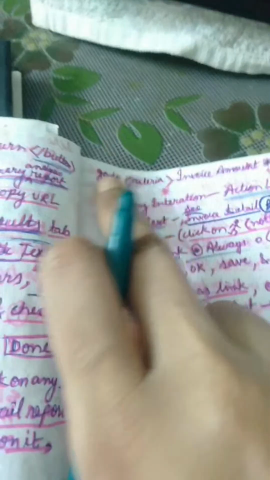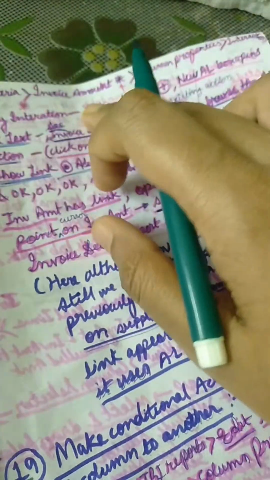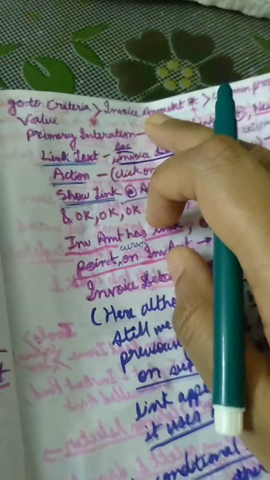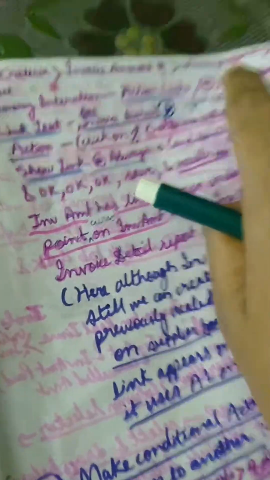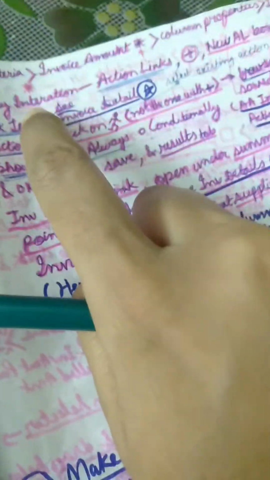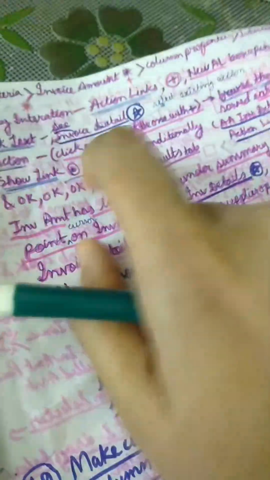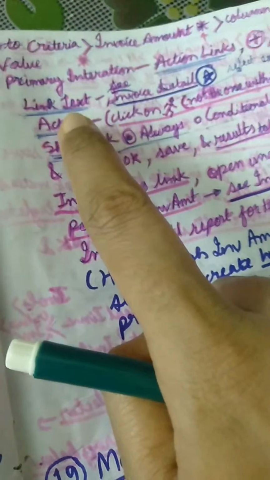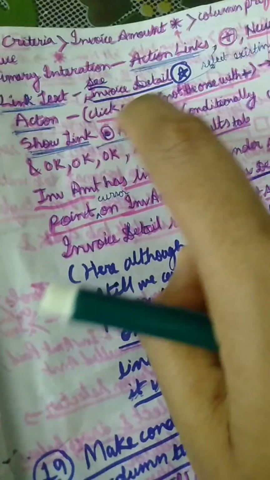Now go to the criteria tab. Again, this time I am trying to create it on the invoice amount instead of supplier or party name. I'll transfer it to invoice amount. What you need to do is the same again: column settings, column properties, interaction. Now in the value for primary interaction, select action links. Again a new action link box opens. These three things again have to be filled. In the link text, give something, like see invoice details, or whatever, you can write anything.